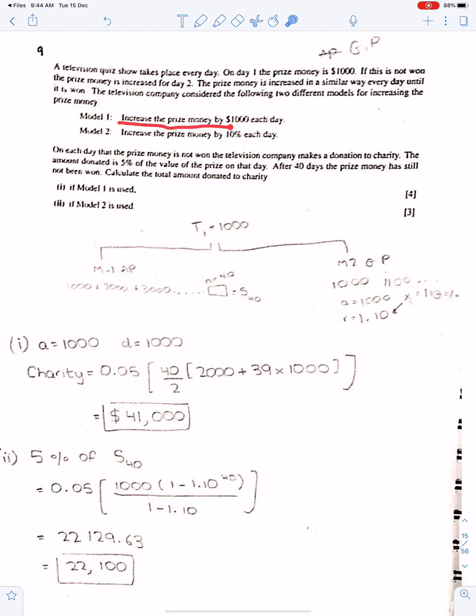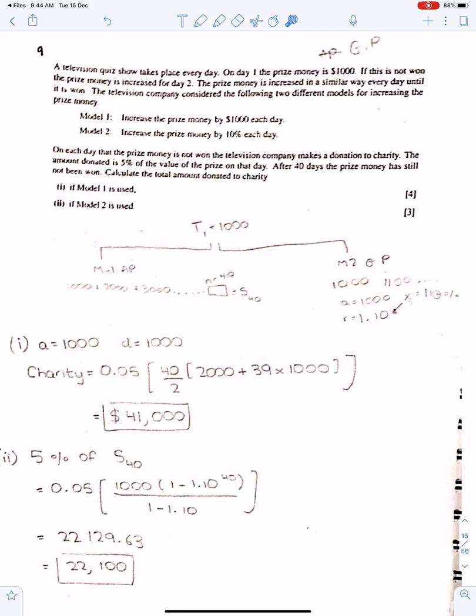The first model is AP because prize money is increased by $1,000 each day. This is the constant amount, and constant amount means AP. The second model: increase the prize money by 10%. This is the percentage, that means ratio, so this is GP. On each day that the prize money is not won, the television company makes a donation to charity. The amount donated is 5% of the value of the prize on that day. After 40 days, the prize money has still not been won. Calculate the total amount donated to the charity.